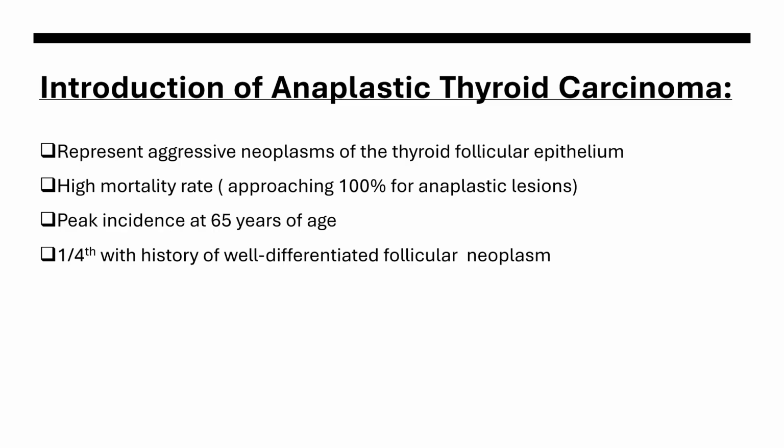First, we go through the introduction of the anaplastic thyroid carcinoma, which presents as aggressive neoplasms of the thyroid follicular epithelium, and this accounts for a high mortality rate amongst all thyroid carcinomas. The peak incidence is at 65 years of age, and approximately one-fourth of cases of anaplastic thyroid carcinoma previously present with a history of well-differentiated follicular neoplasm, which later on becomes so malignant that it becomes poorly differentiated.